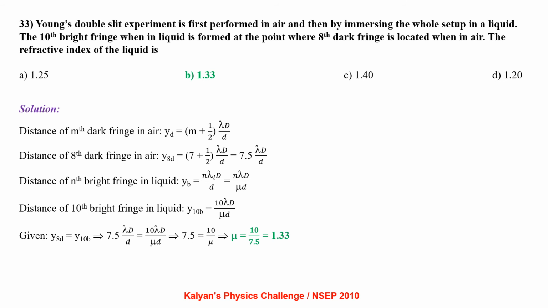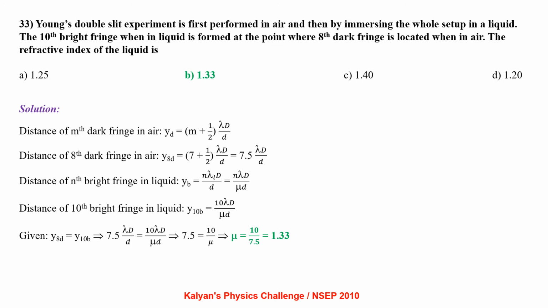Young's double slit experiment is first performed in air and then by immersing the whole setup in a liquid. The 10th bright fringe when in liquid is formed at a point where the 8th dark fringe is located when in air. The refractive index of the liquid is.